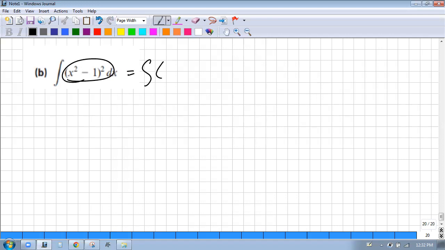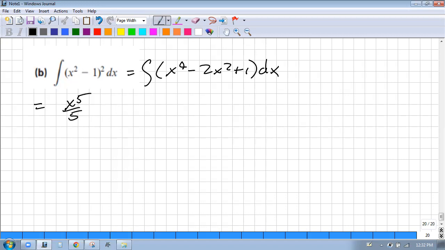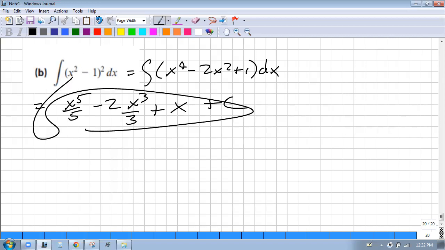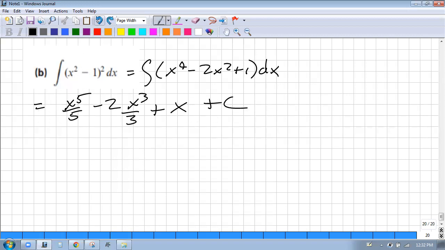But if I square this out, I've got x to the 4th minus 2x squared plus 1. And now it's easy to do. This gives me x to the 5th over 5. This gives me an x cubed over 3. And the integral of 1 dx is just x. So there's the integral. If I took the derivative of this, I would get that. Doesn't look like it, but it is. It's true, right?